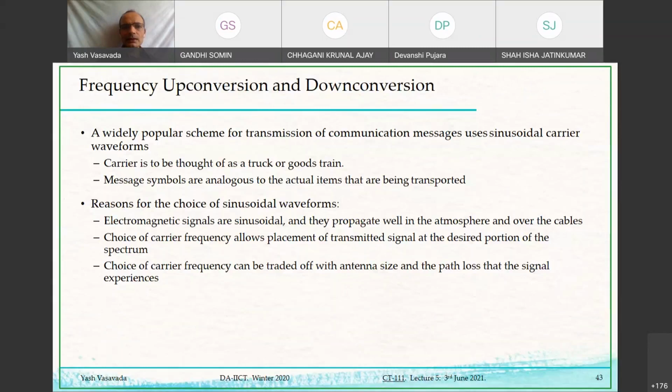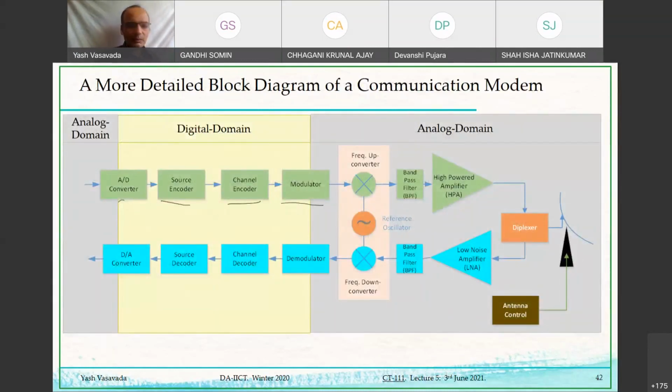So let us now focus on this. What are these frequency up conversion and down conversion blocks? Maybe this band pass filter, high powered amplifier, all of that, let us not spend time on it. But at least try to understand what these up conversion and down conversion blocks are doing.